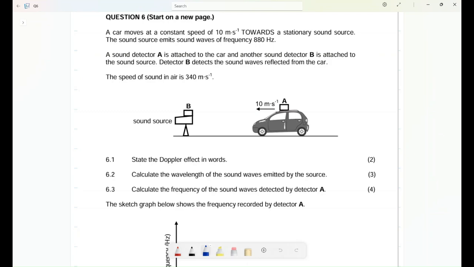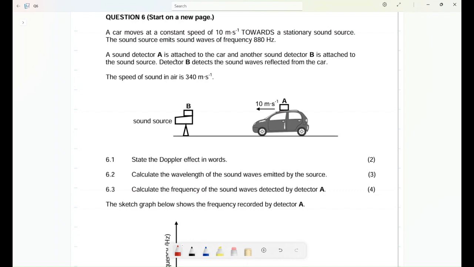Now, let's move on to question 6 under the May June 2022 question paper. All right, this is the Doppler effect. A car moves at a constant speed of 10 meters per second towards a stationary sound source. Very important. Now we have the speed of the sound. Okay, stationary sound source. So this one is the sound source. This one is the listener. Give me a moment. A car moves at a constant speed of 10 meters per second towards a stationary sound source.